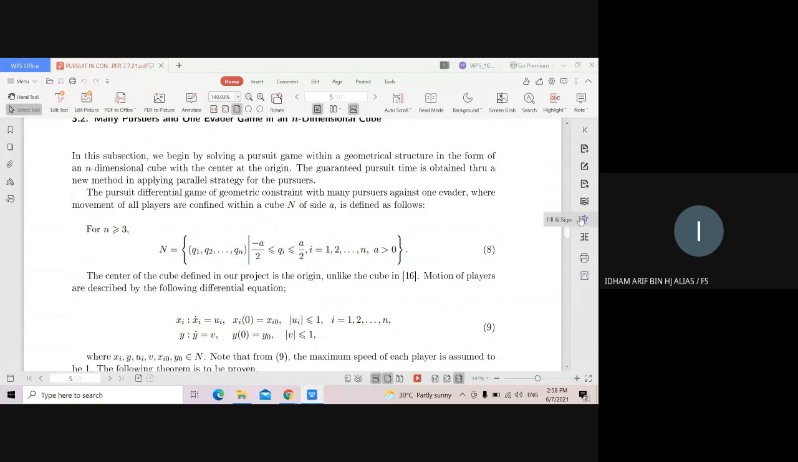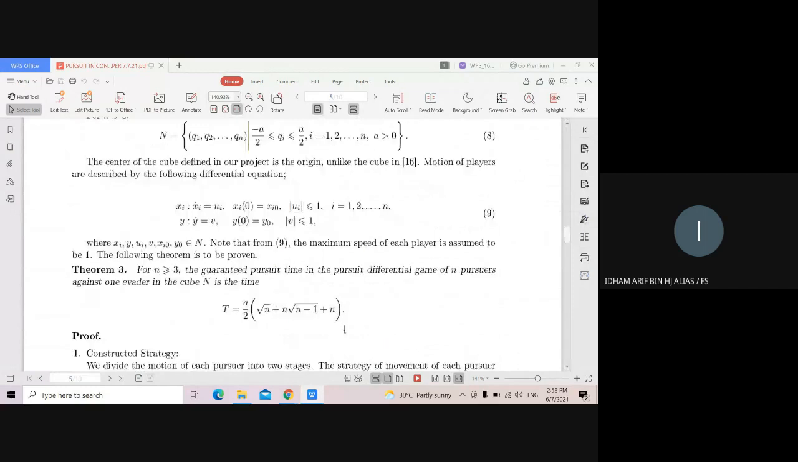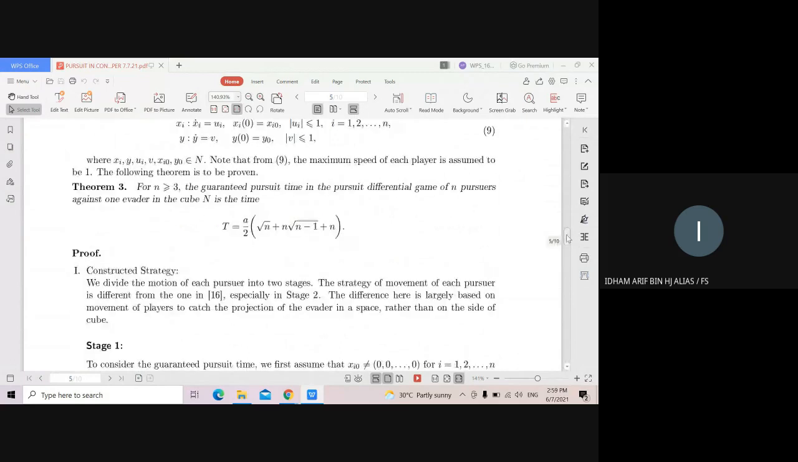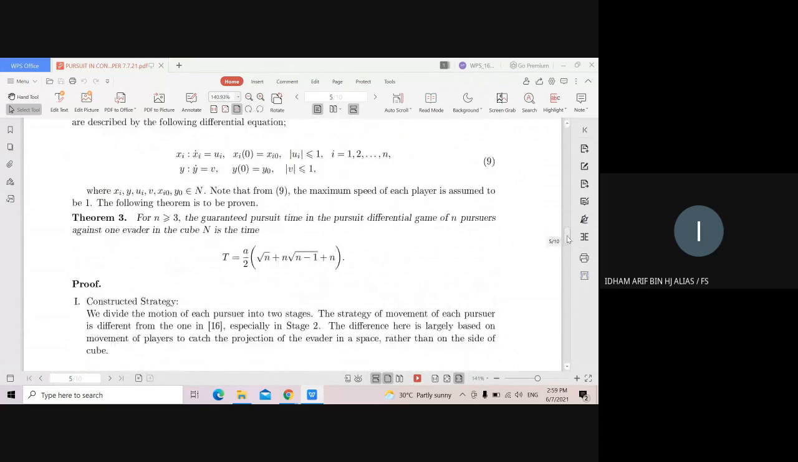And this is the result that we get, the improved guaranteed pursuit time that we obtain in this part. We obtain this by introducing a new approach to apply a parallel strategy for pursuers in the pursuit game in this cube. And it consists of two stages.